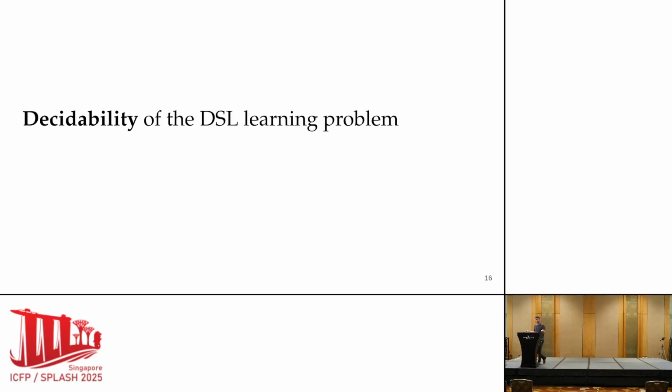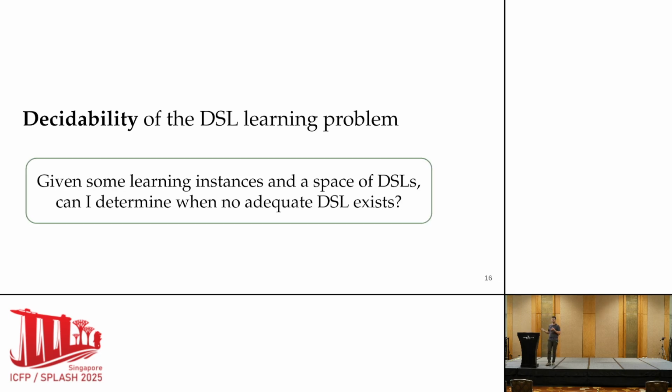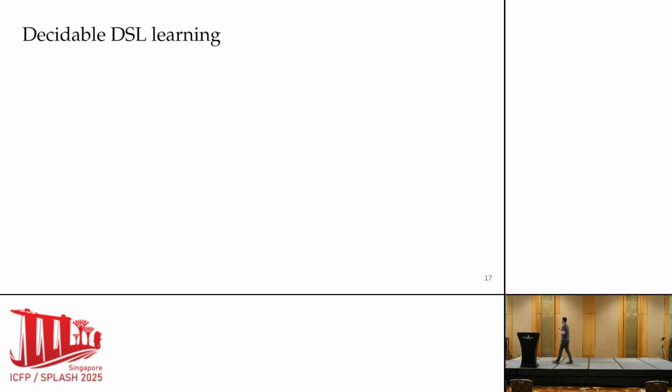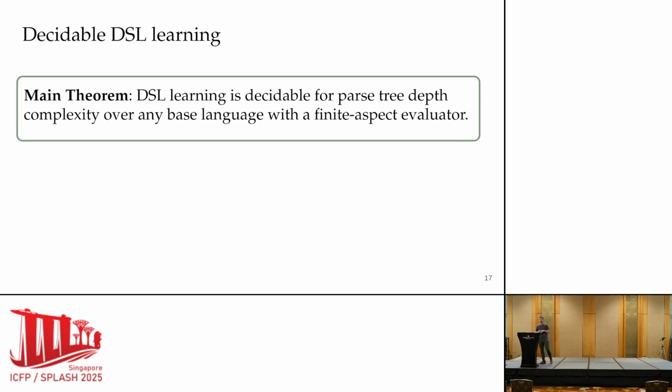Okay, the second contribution is a set of decidability results for this problem. So what is decidability here? Remember, we're given some learning instances as input and some description of the space of possible DSLs. And decidability is trying to answer the question, does there even exist a DSL in this space which has these properties, right? So can we synthesize one if it does exist and also terminate and say, no, no such DSL exists? So that's decidability. We have a theorem which says that DSL learning is decidable when the complexity measure is parse tree depth. And this is actually a meta theorem. It holds over any base language with a finite aspect evaluator.